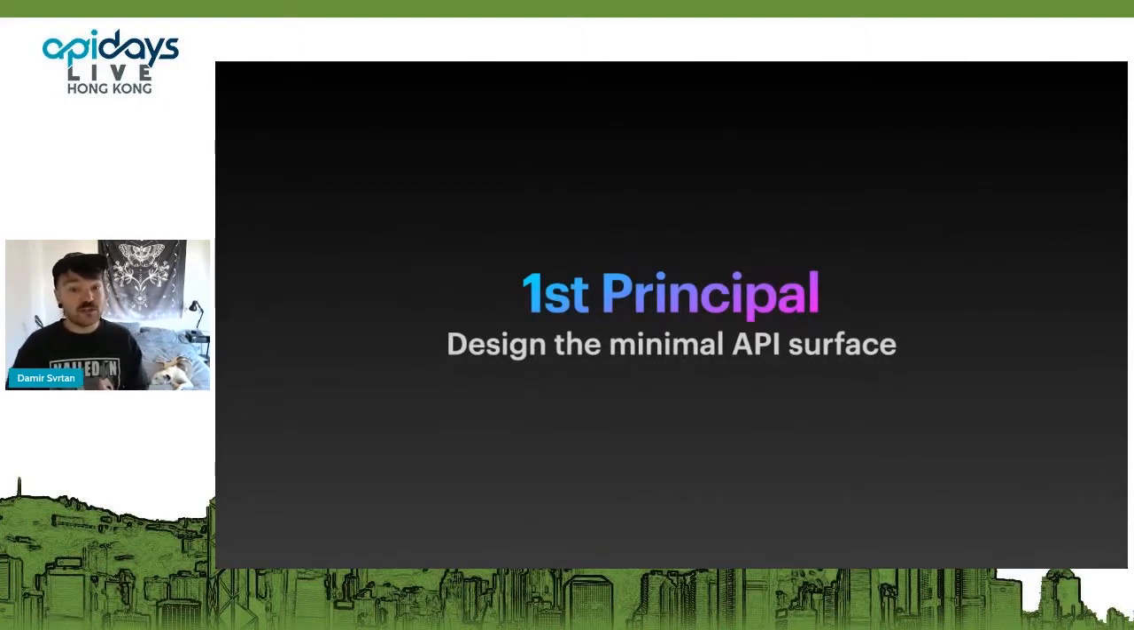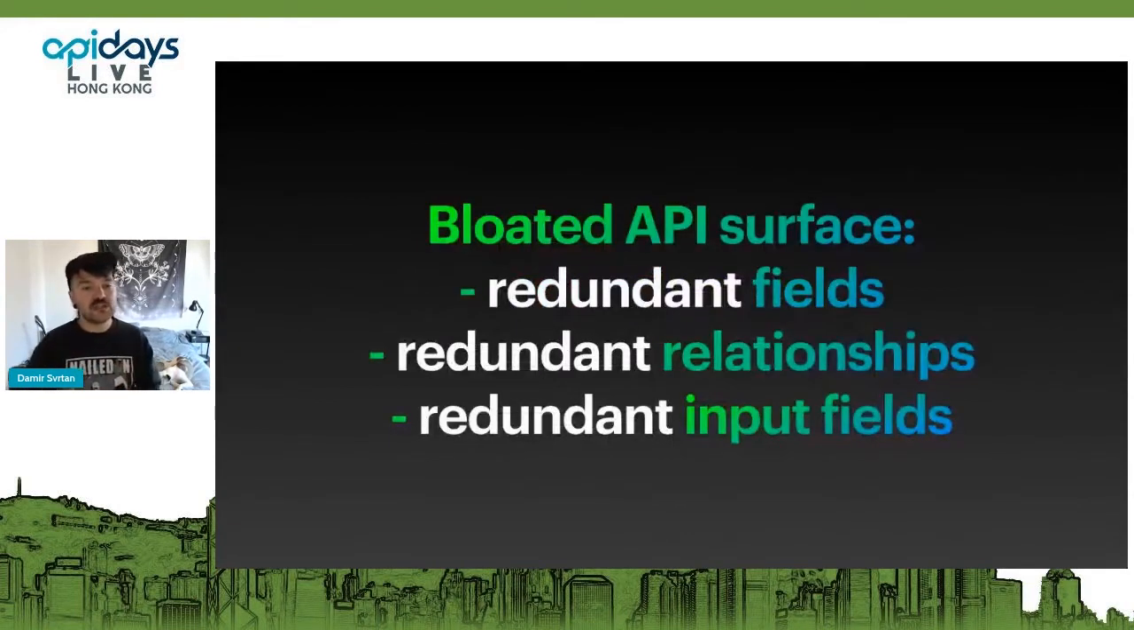Generally, I see a pattern where developers try to be speculative about what's going to be needed in the future, so they often overbuild their APIs. The first principle is designing the minimal API surface. I'm going to break this into 3 patterns of a bloated surface that I usually see. The first one being redundant fields, the second one redundant relationships, and the third one redundant input fields.